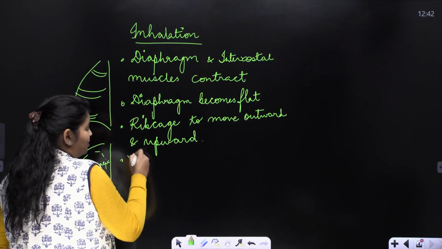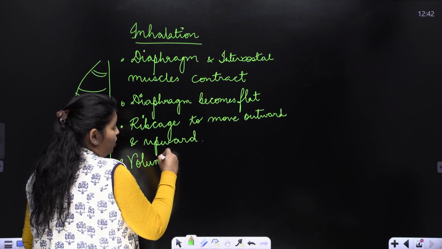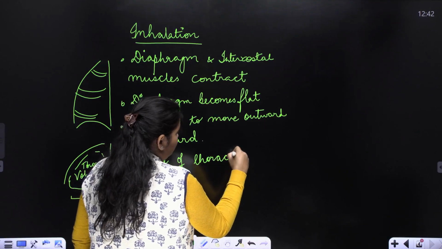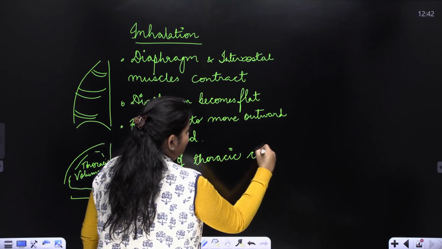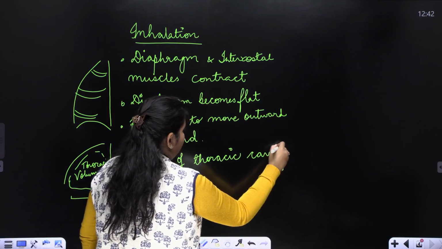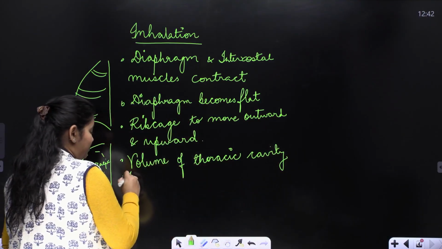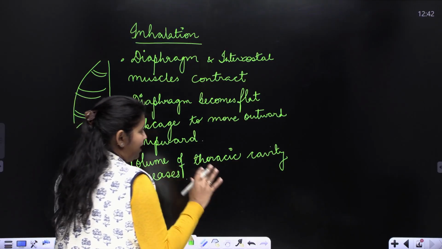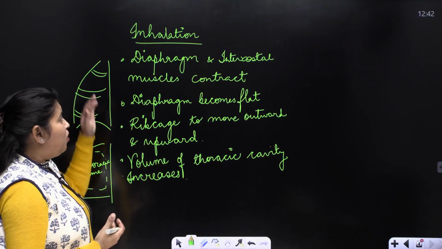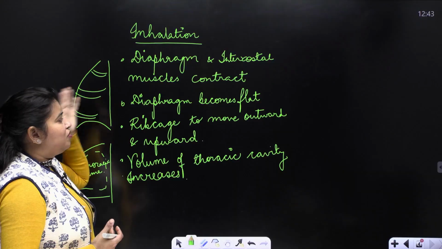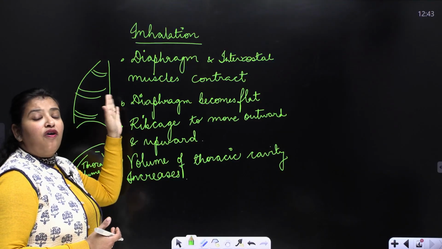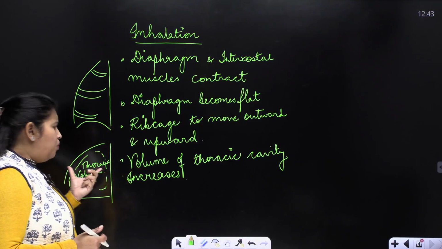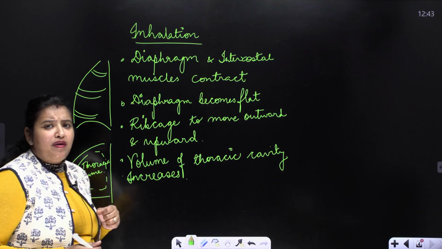Thus what happens? The volume of the thoracic cavity increases. Till here, I think these 4 points are clear because these are all related with the diaphragm and intercostal muscles causing the movement of the diaphragm and the rib cage. Okay. Now, the volume has increased. What is going to happen next?